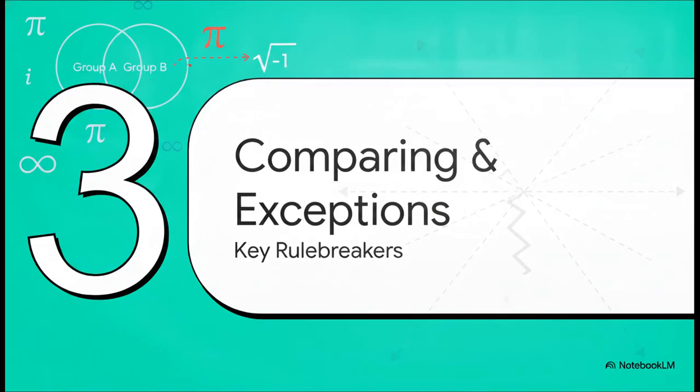All right, section 3, comparing and exceptions. Now that we have our core definitions locked in, we need to compare these groups side by side. Plus, we definitely need to highlight a couple of crucial mathematical rule breakers that love to show up on exams to test if you're really paying attention.